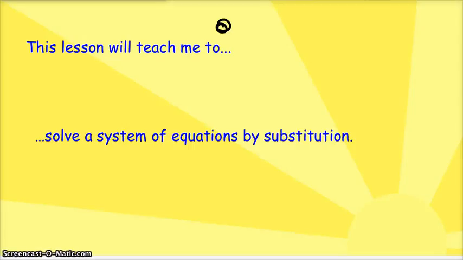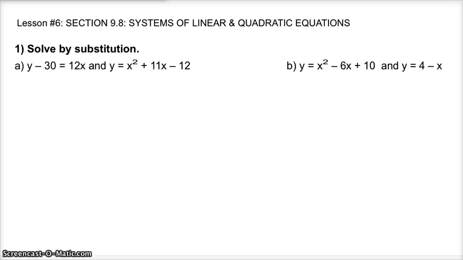This lesson will teach me to solve a system of equations by substitution. A system of equations is defined as two or more equations together. The solution to a system of equations is the ordered pair that makes both equations true. One method of solving a system of equations is by graphing.